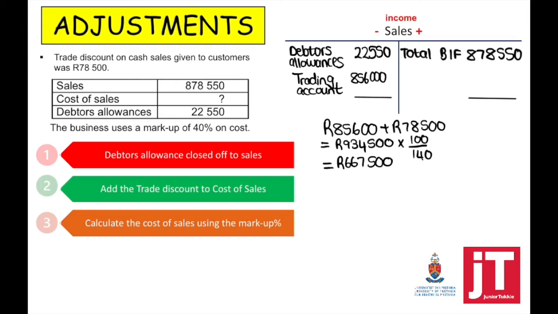So when we want the sales, we then need to first use the markup percentage to work out the sales figure, and then we're going to subtract the trade discount because we sold it for less than what we wanted to.